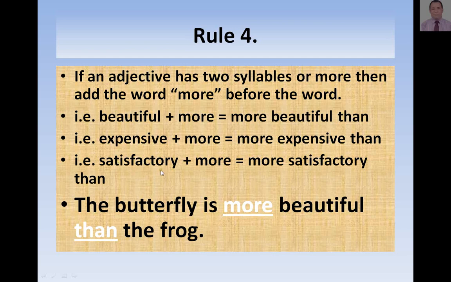Expensive, satisfactory, the same. I say more expensive than, more satisfactory than, and as you know we have a lot of adjectives like interesting, exciting, terrifying, frightening. These adjectives are long adjectives containing more than 2 syllables. Example, the butterfly is more beautiful than the frog. Here, beautiful is a long adjective, so I use more before beautiful and then than after beautiful. If I'd like to start with the frog, I can say the frog is less. Instead of more, I use less. The frog is less beautiful than the butterfly.